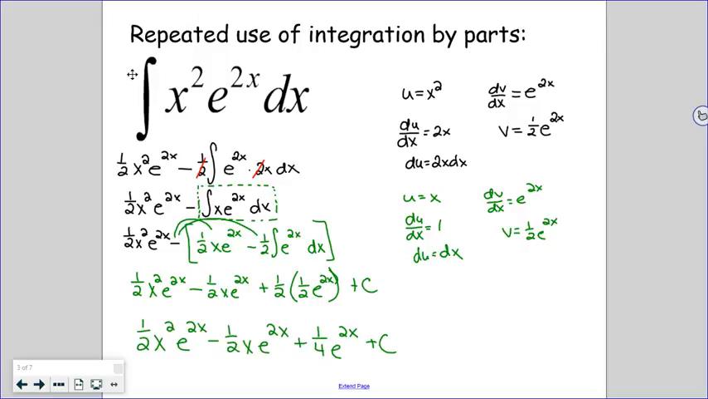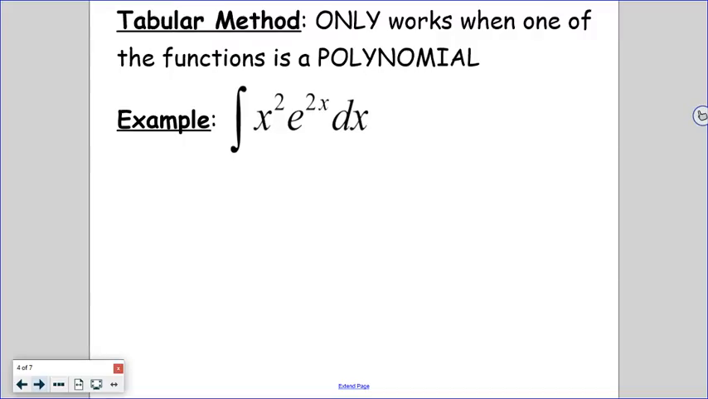Okay. Now, a lot of the ones that we have done this on have involved a polynomial. And so what we're going to look at today is there is actually a second option. But it only works on that one case where there is a polynomial as one of the functions inside of your integral. So it's called the tabular method. And you can see up there I do have the clarification. This only works if one of our functions is a polynomial, which x squared is. Okay.